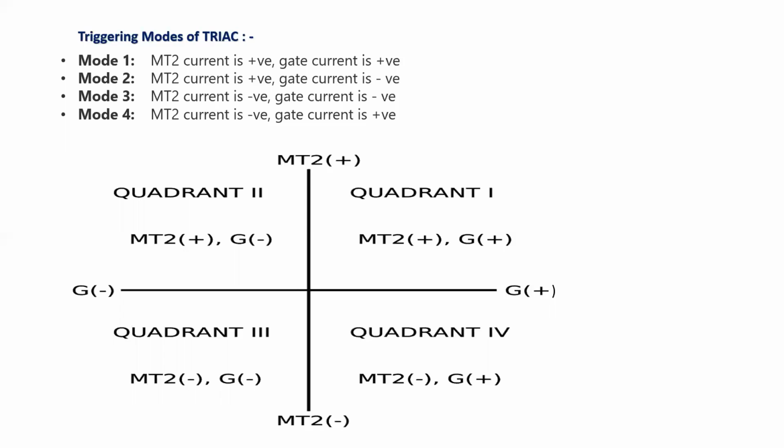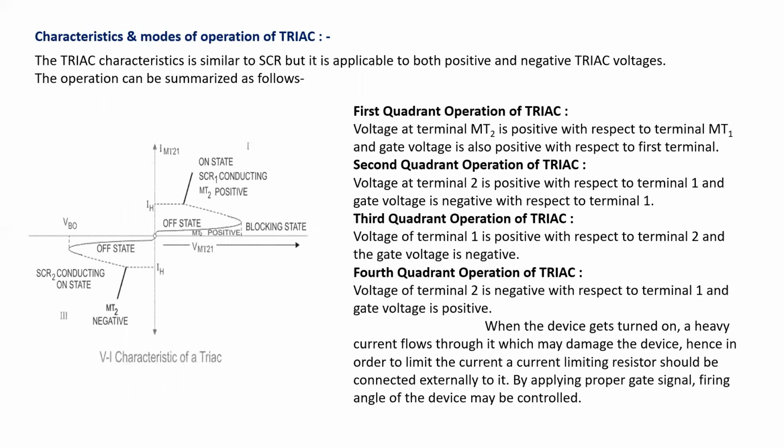We have to remember that TRIAC operates only in mode 1 and mode 3, or we say that it operates in quadrant 1 and quadrant 3. In quadrant 1, main terminal 2 is positive as well as the gate voltage is positive. And in quadrant 3, the main terminal MT2 has negative voltage and the gate also has negative voltage. These are the operating modes or operating quadrants for the TRIAC.